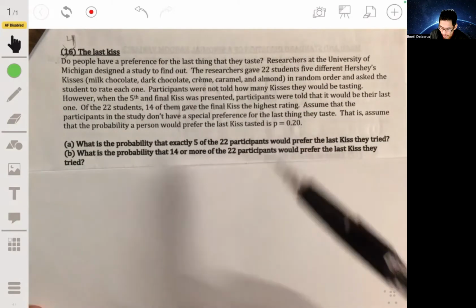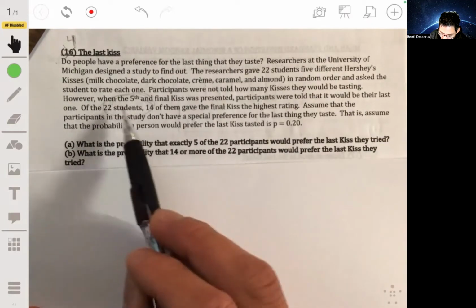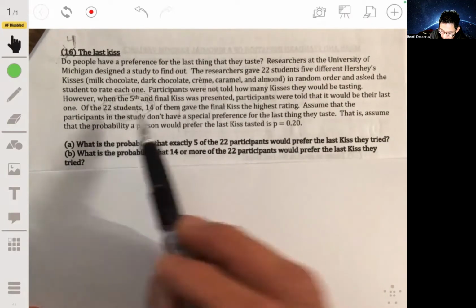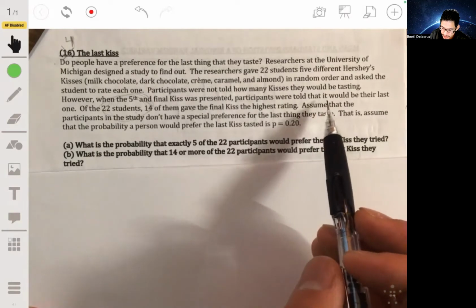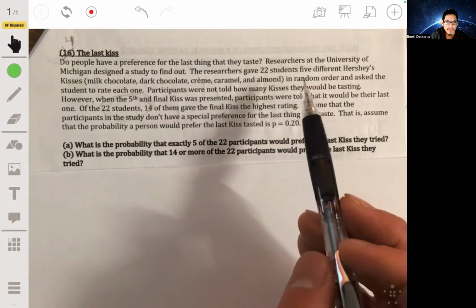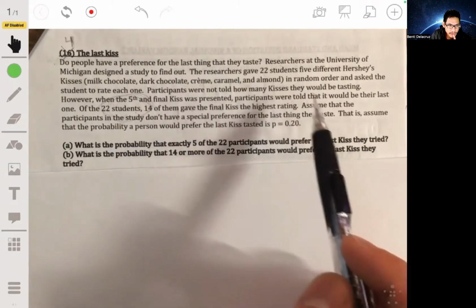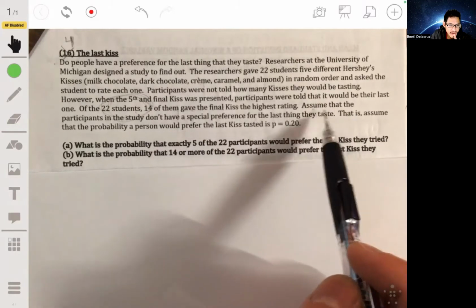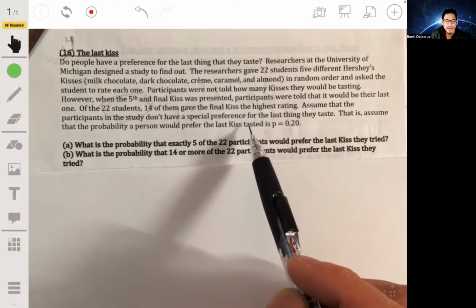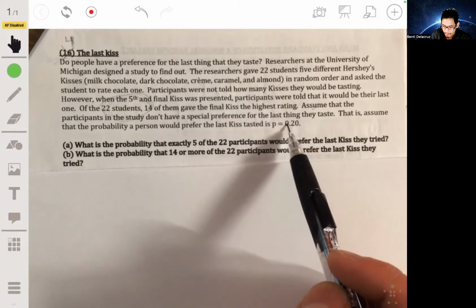That's interesting, because that's 14 out of 22. It looks like what they're getting at is, why is this so high? Now, since they had 5 different kisses to taste, if there was no preference, that means you had a 1 in 5 chance of picking any one, right? So the probability that they would pick the last kiss is 20%, or 1/5.